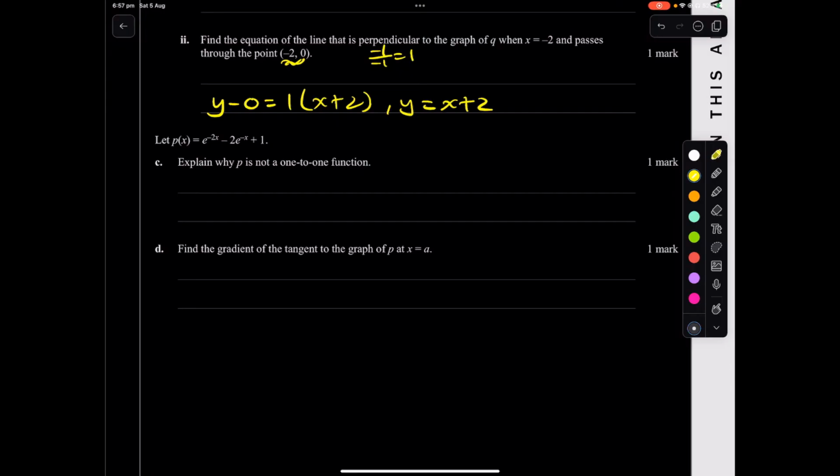So we can just say it's not a 1-to-1 function. It does not pass the horizontal line test. And that's it. I don't think you need to write more, it's only 1 mark.